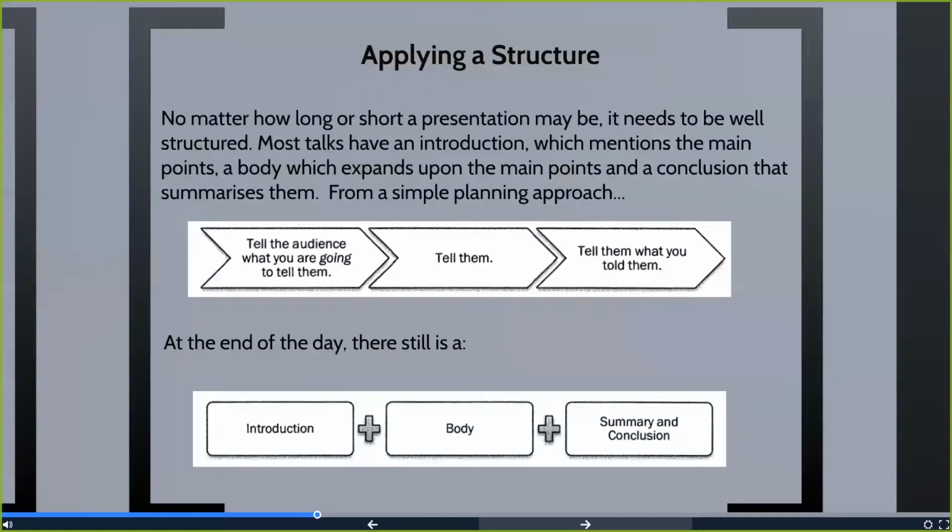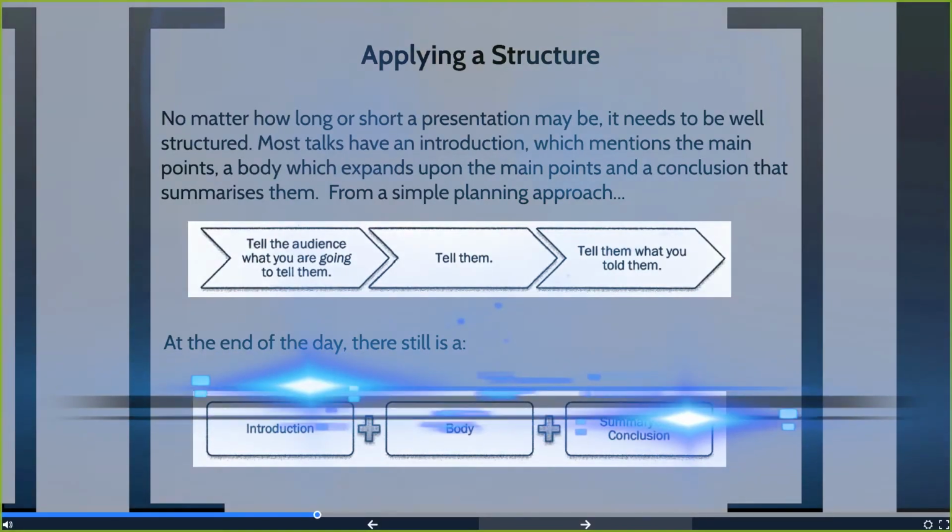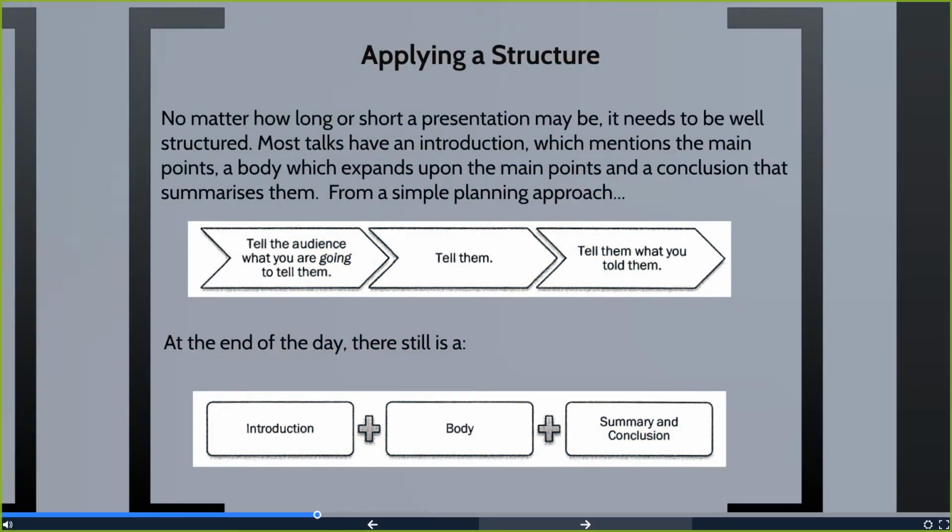So, applying a structure. No matter how long or short a presentation may be, it needs to be well structured. Most talks have an introduction, which mentions the main points, a body, which expands upon the main points, and a conclusion that summarizes them. From a simple planning approach: tell the audience what you are going to tell them, tell them, and then tell them what you've told them.